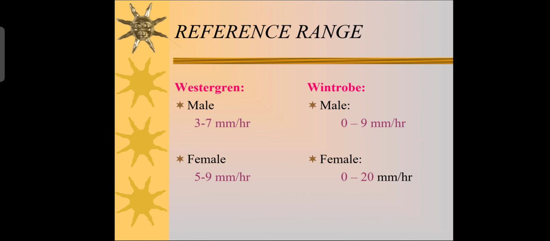Reference range: Westergren's method, male 3 to 7 millimeter per hour, female 5 to 9 millimeter per hour. And Wintrobe's method, male 0 to 9 millimeter per hour and female 0 to 20 millimeter per hour. Okay, so this is the end of this topic: PCV, packed cell volume, and ESR. Okay, thank you.